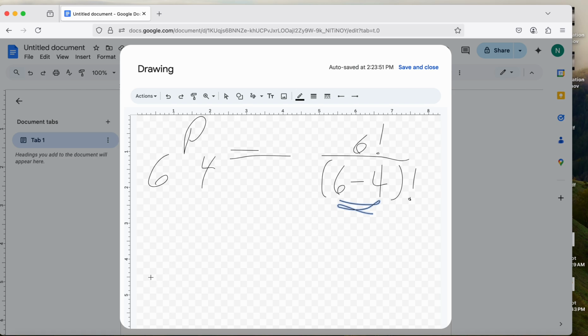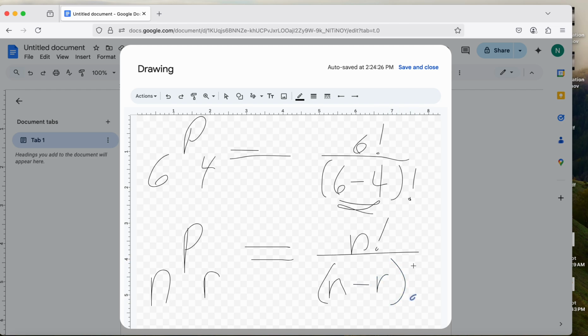And so the permutation formula is nPr, which is equal to n factorial divided by n minus r factorial.